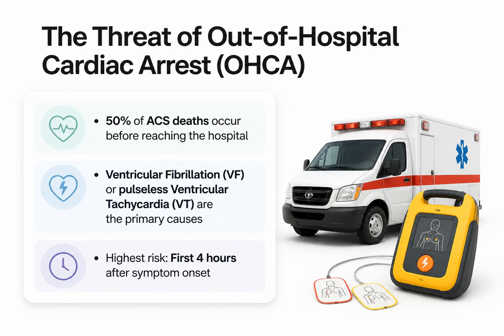To understand the urgency of ACS, we have to look at the statistics. Half of the patients who die from acute coronary syndromes do so before they even reach the hospital. The precipitating rhythm in most of these out-of-hospital deaths is ventricular fibrillation, or pulseless ventricular tachycardia. And crucially, this is most likely to develop within the first 4 hours of symptom onset, which is why rapid community response and early defibrillation are absolutely vital.